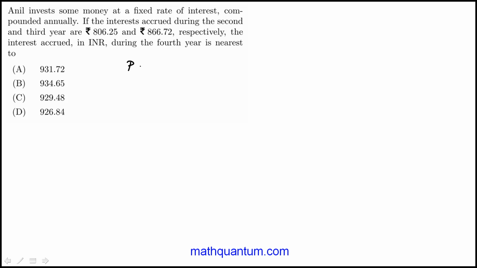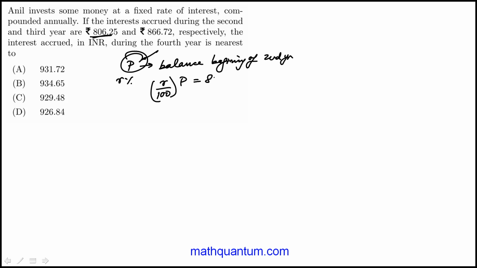So here I'm going to assign P to be the balance at the beginning of the second year. If the compound annual interest rate is R%, then this is the amount that would earn interest in the second year, because remember, this is at the beginning of the second year, not initial. So the interest earned in that year is R% of P. That's our first condition.